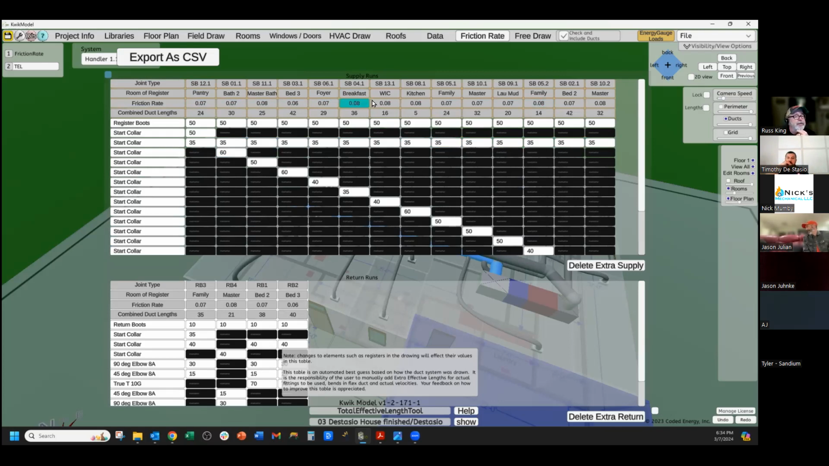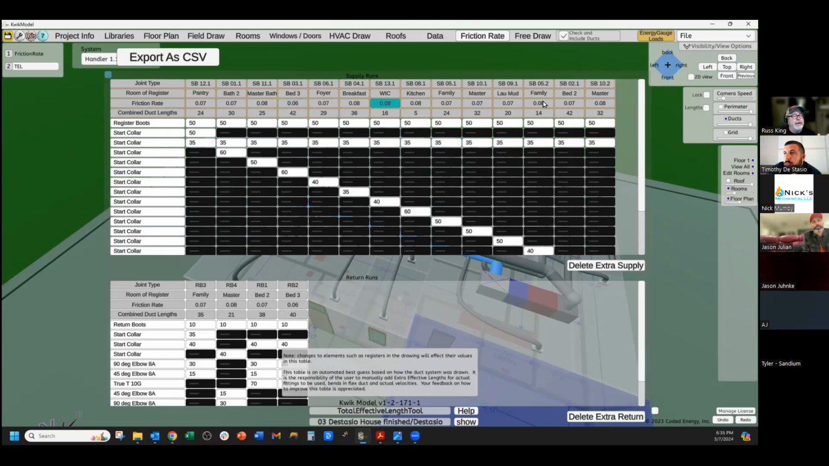What was the highest one? I think it's 0.08. So that's pretty standard. You want to be between 0.06 and 0.18. By the way, Tim, your slide was wrong in that. 0.18 is the high end. Your slide says 0.16. And that's straight out of Manual D.